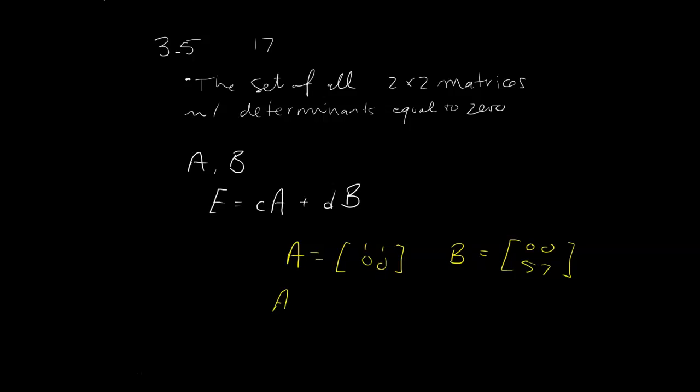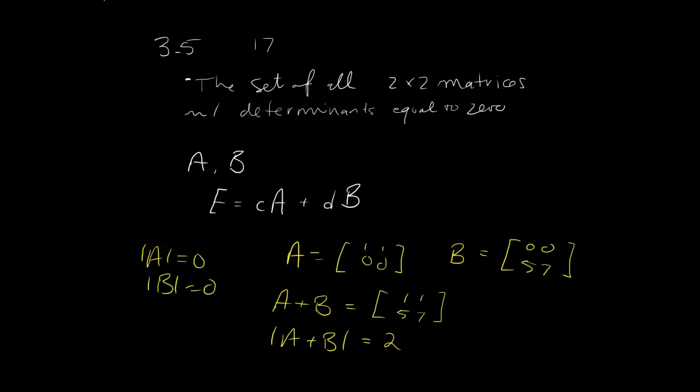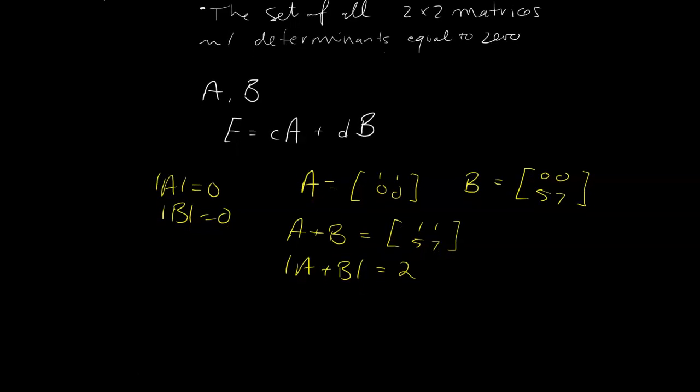But A plus B is this matrix 1, 1, 5, 7, and this one has a determinant of 2. So this is a counterexample where the determinant of A is equal to 0, the determinant of B is equal to 0, but the determinant of the addition of the two is not equal to 0.